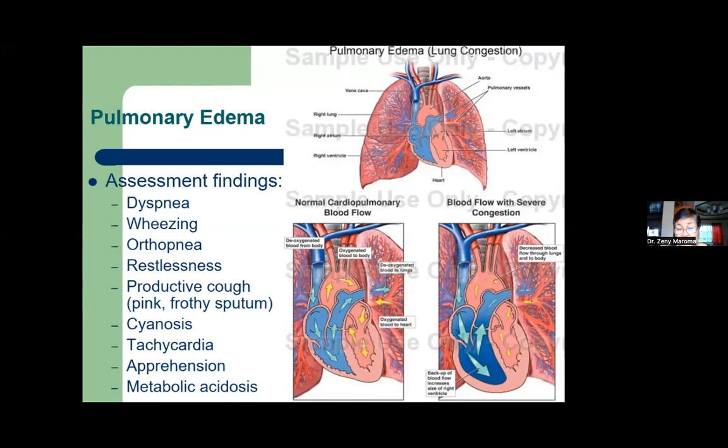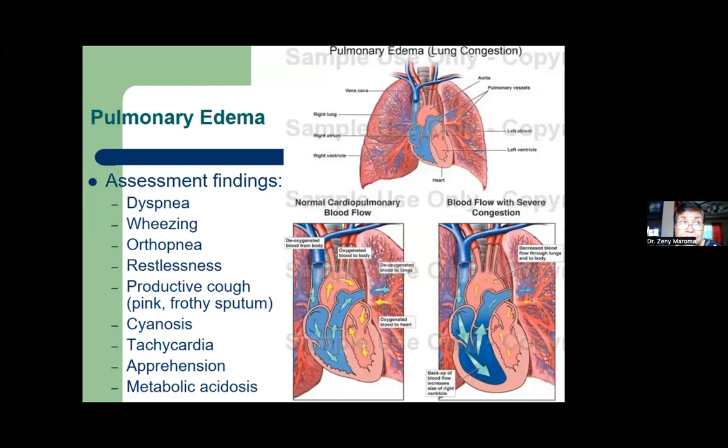And of course, there'll be productive cough, there's pink, frothy sputum. And the result of our ABG is there is severe hypoxemia. Kaya ang PaO2 is below 50. Tapos, there's retention of carbon dioxide, so the carbon dioxide is more than 50. Okay? So, there's also tachycardia, apprehension, and metabolic acidosis. So, ABG reveals respiratory and metabolic acidosis.